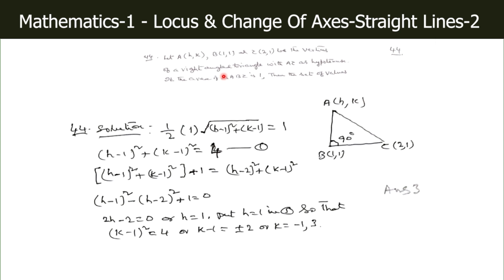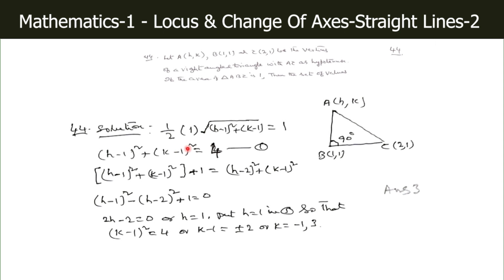Right. Next problem. Let A(h, k), B(1, 1) and C(2, 1) be the vertices of a right angle triangle with AC as hypotenuse. If the area of triangle ABC is 1, then find the set of values of k. Of course, the question asks for the set of values of k, because if you see the solution, you can guess it.